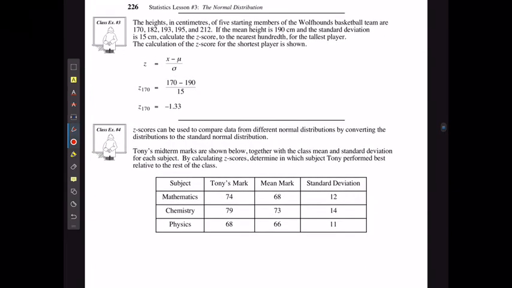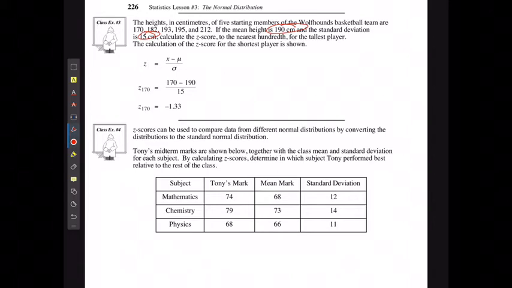So it says the heights in centimeters of 5 starting members of the Wolfhounds basketball team are 170, 182, 193, 195, and 212. If the mean height, or mu, is 190, and the standard deviation, or sigma, is 15, calculate the z-score to the nearest hundredth for the tallest player. The calculation of the z-score for the shortest player is shown.